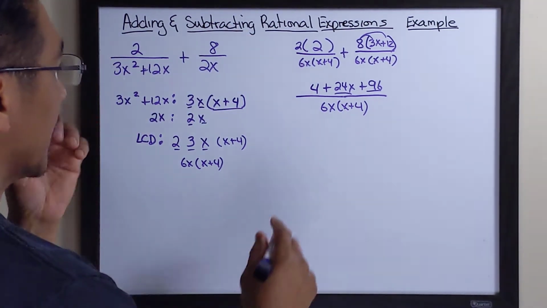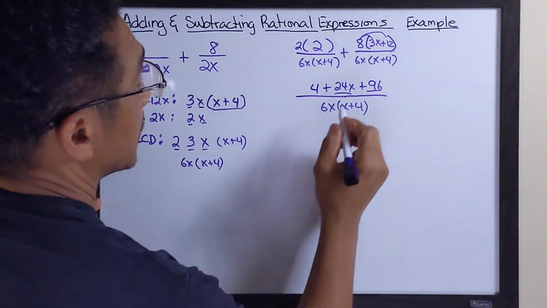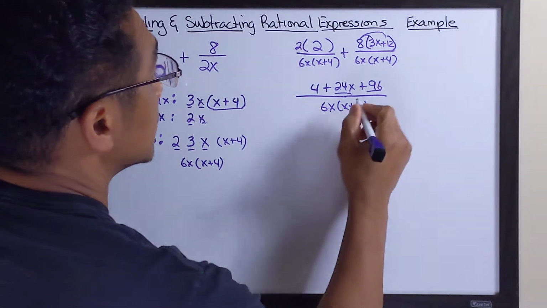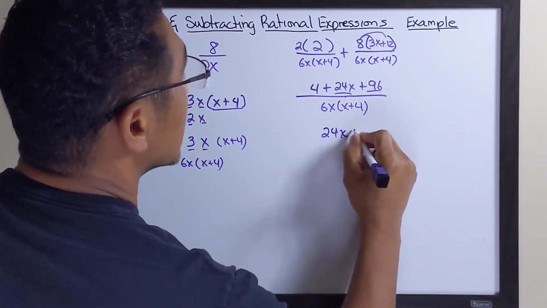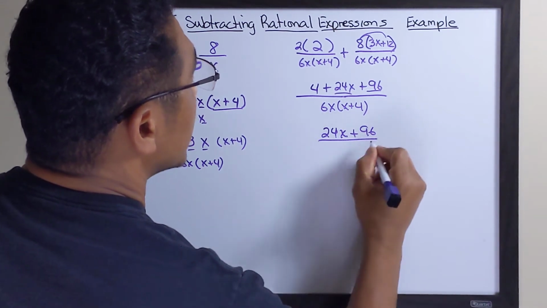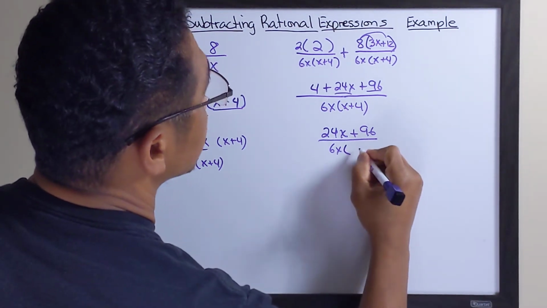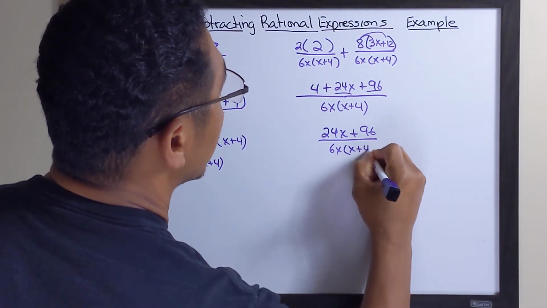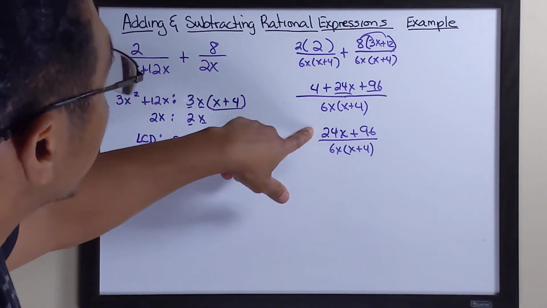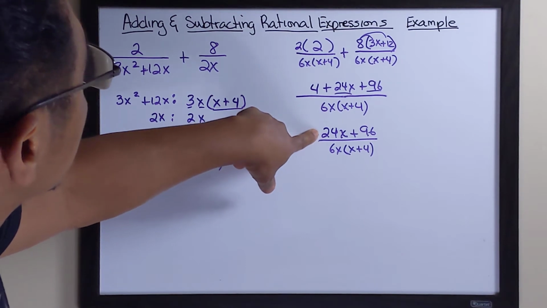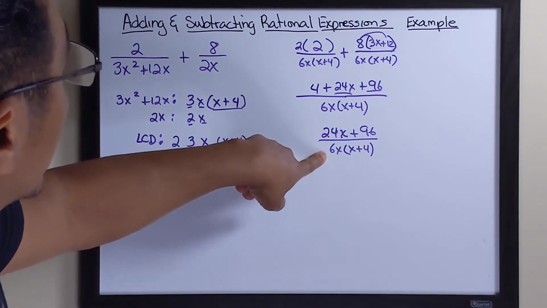So now that we got that, what we're going to do with the numerator is combine all the like terms in the numerator. So let's do that. The only like terms in the numerator are 4 and 96. So my answer on the top is going to be 24x plus 96 divided by 6x, x plus 4. Now am I done? Well, maybe, but I'm going to simplify the top part. I'm going to factor it just to see if I can cancel any of the factors up top with the factors on the bottom.